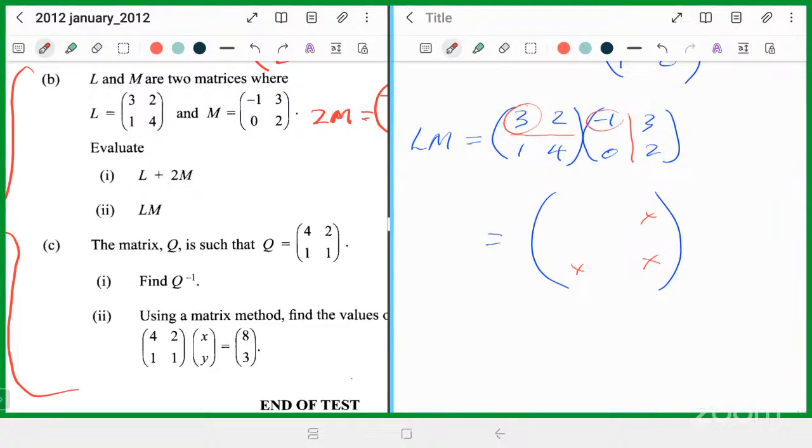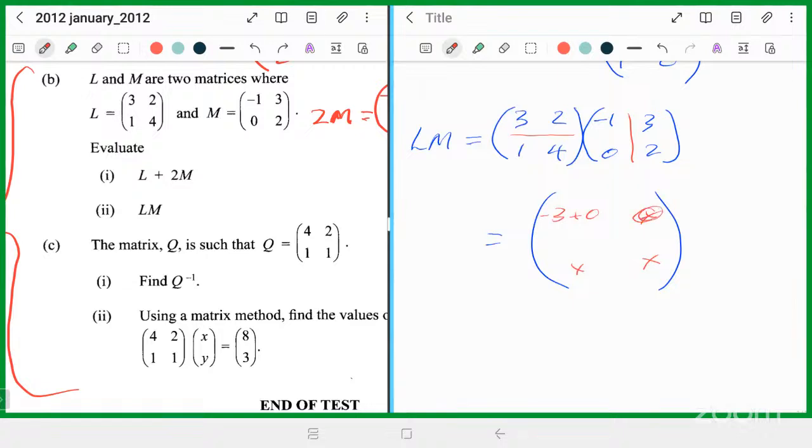So it's 3 times minus 1 and 2 times 0. The 3 times minus 1 is negative 3, and the 2 times 0 is 0. Let me just finish and then I write the values.